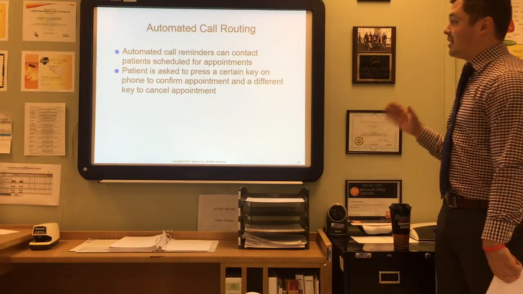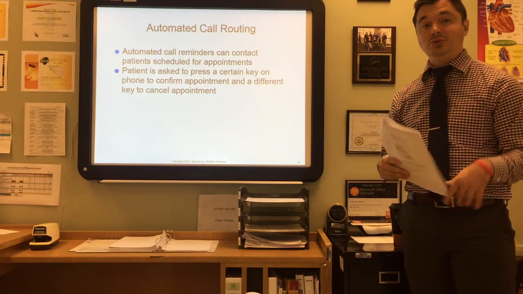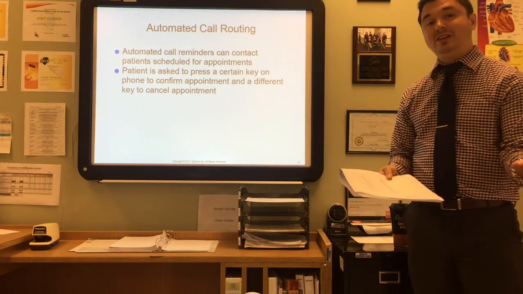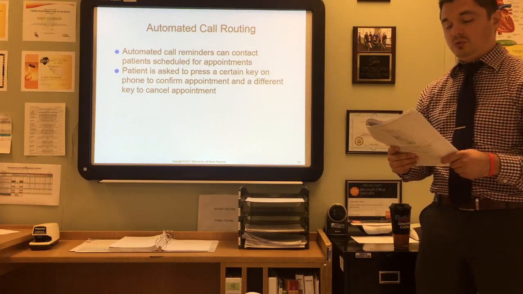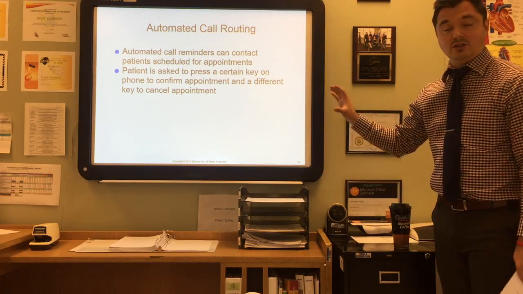Okay, so automated call reminders can contact patients and schedule appointments. All right, and patients are then asked to press a certain key on the phone to confirm their appointment, and then a different key to cancel their appointment. So this same tool, this is a great tool.